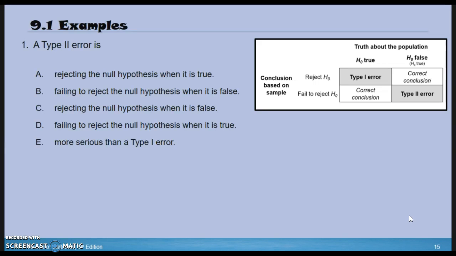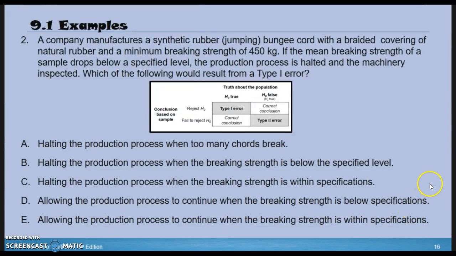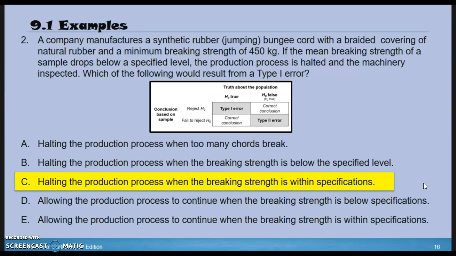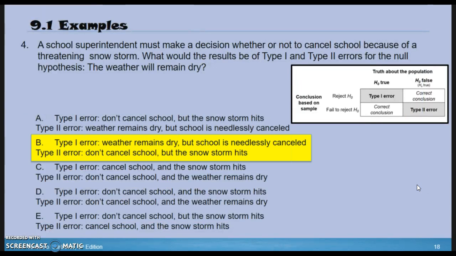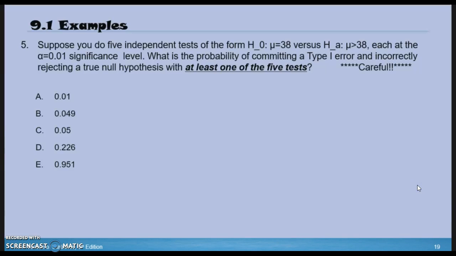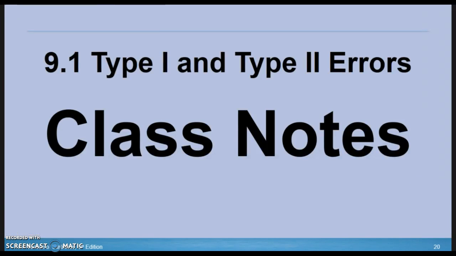So for example 1, for a type 2 error, the correct answer is B. For example 2, the correct answer is C. For example 3, the correct answer is C. For example 4, the correct answer is B. For example 5, the correct answer is B. Okay, and now we're going to take a look at the class notes.